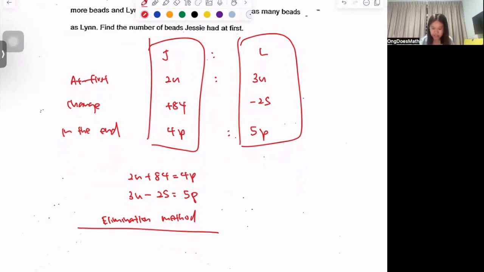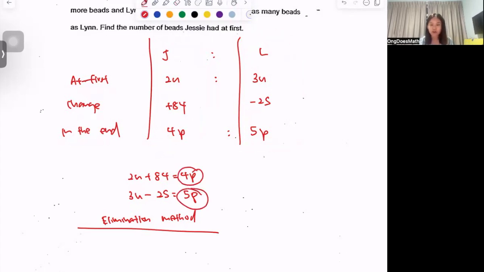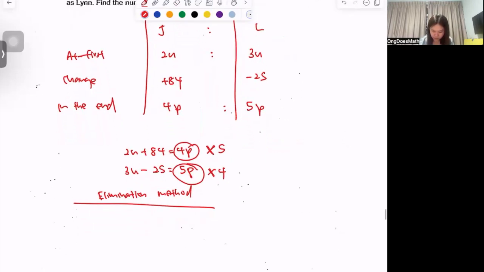So what you do is that you either make the units in the first scenario and second scenario the same, or you make the parts in the first scenario and second scenario the same. So we'll try to make the parts the same, which means that we are trying to get rid of the parts. So the lowest common multiple of 4 and 5 is 20. So 4 times 5 and 5 times 4.